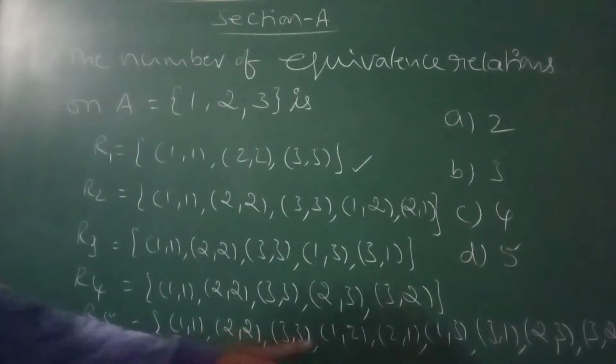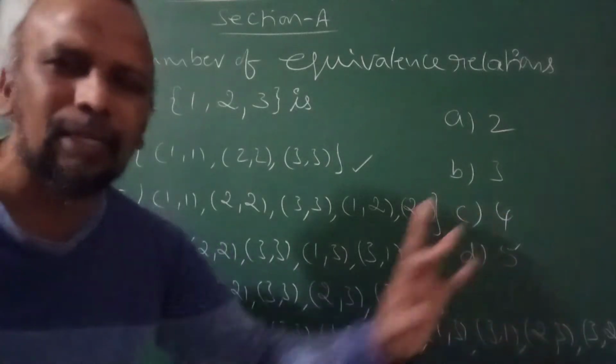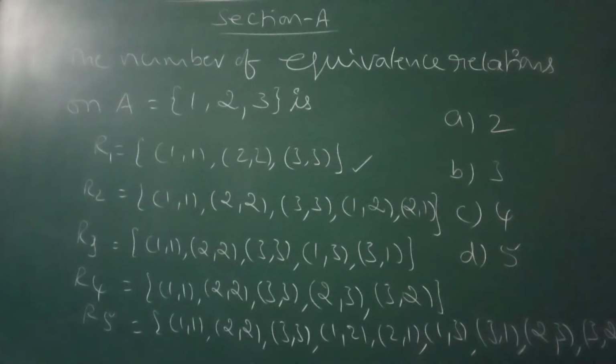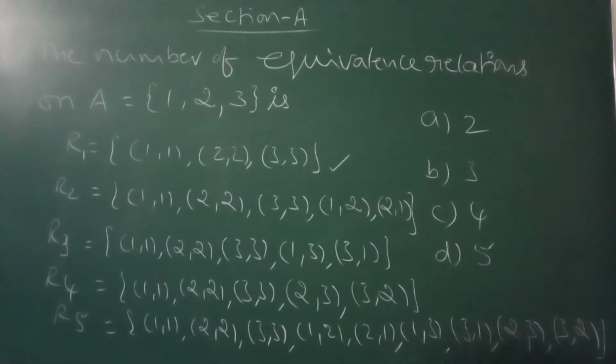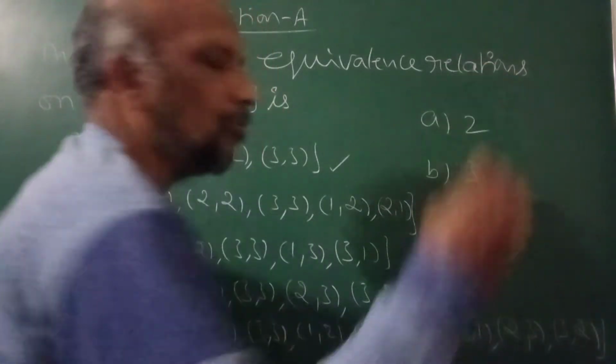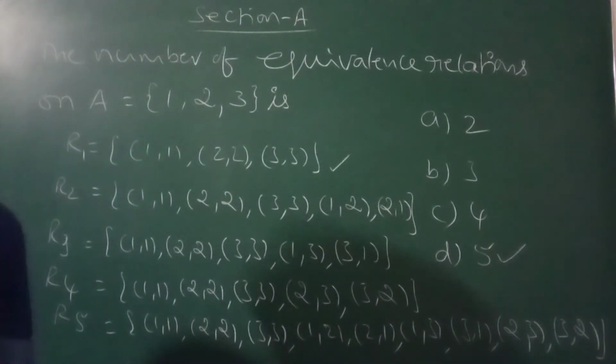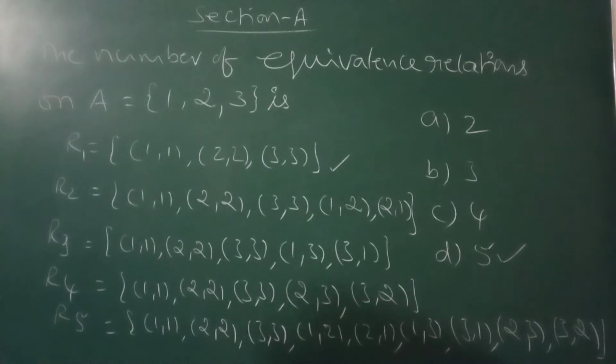Check there are 1, 2, 3, 4, 5, 6, 7, 8, 9 elements. Everything comes, all the possible ones, right? It gives the entire A cross A. In total we have 5, so your answer is 5 equivalence relations satisfying this.